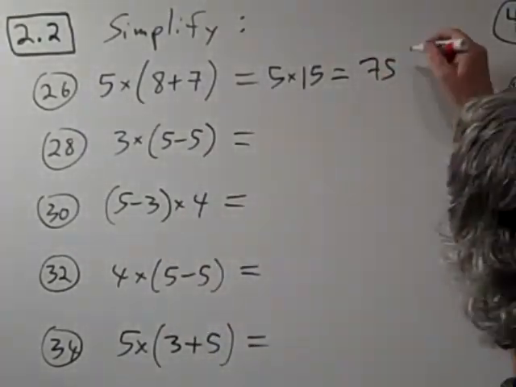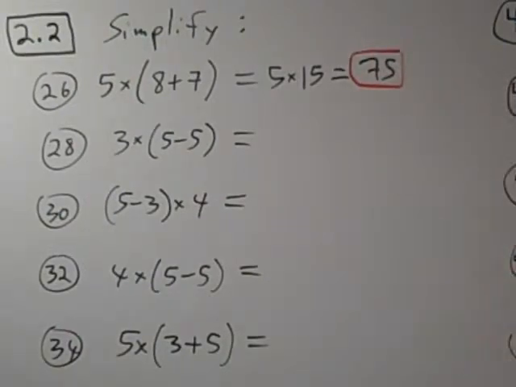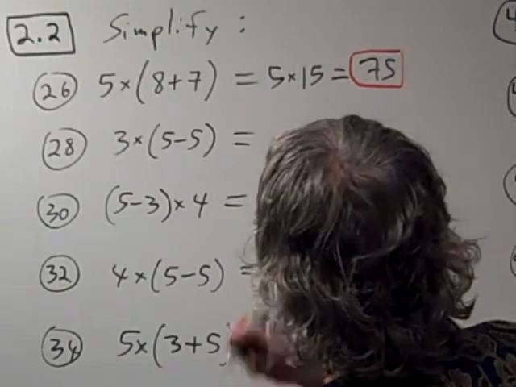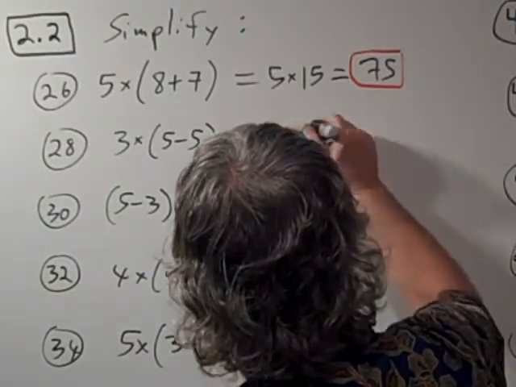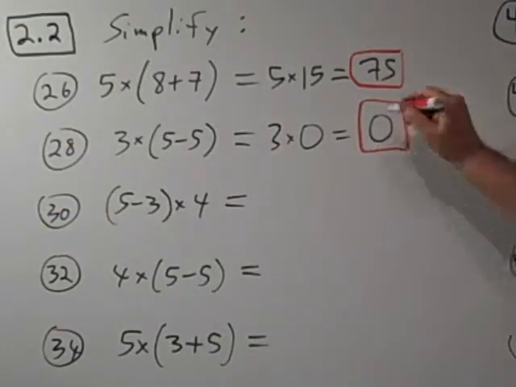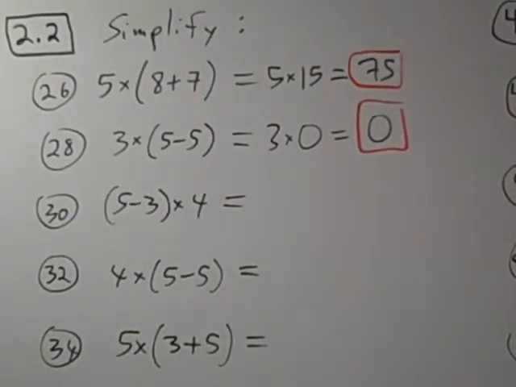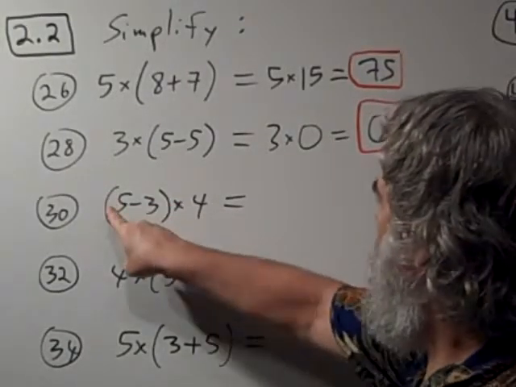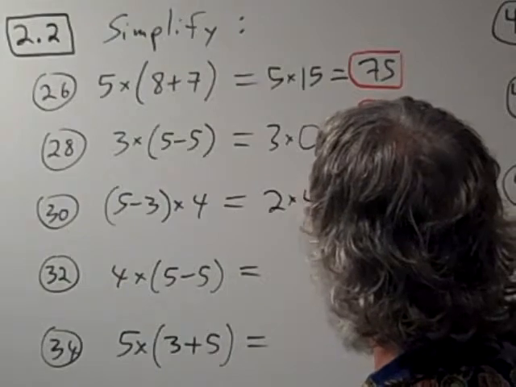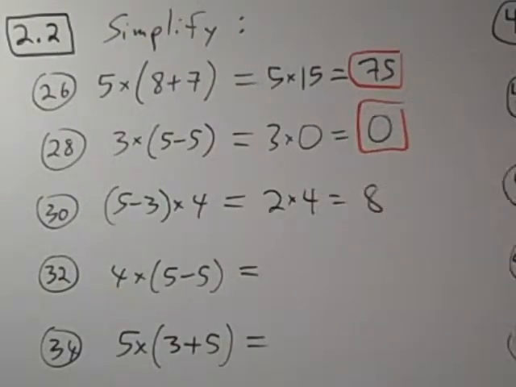Number 26. Number 28, 5 minus 5 is 0, so this is 3 times 0, which is 0. Five minus 3, the quantity, times 4. Well, 5 minus 3 is 2, so this is 2 times 4, which is 8.